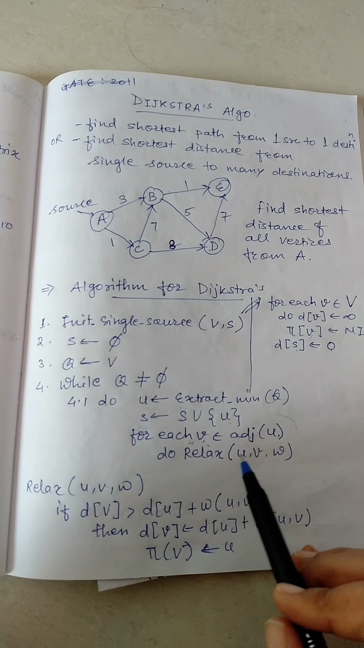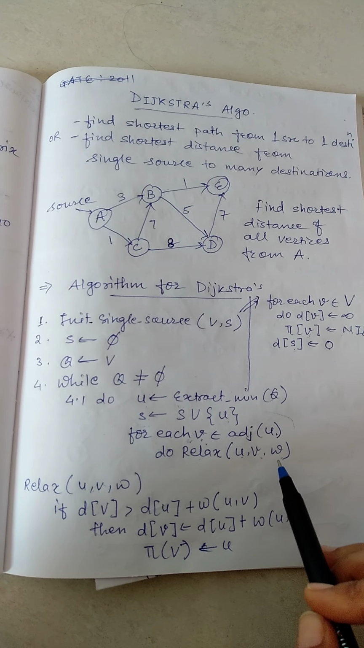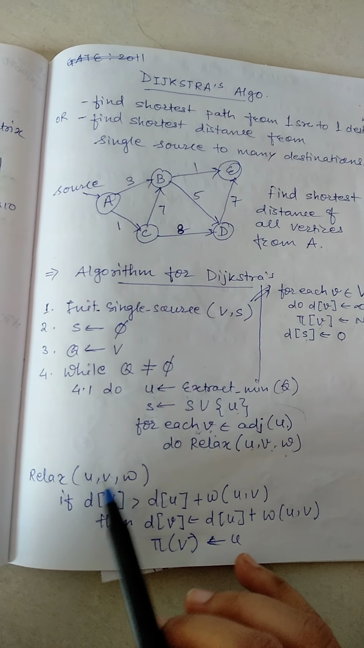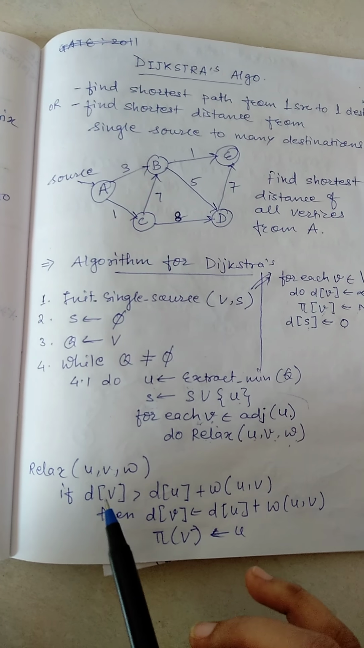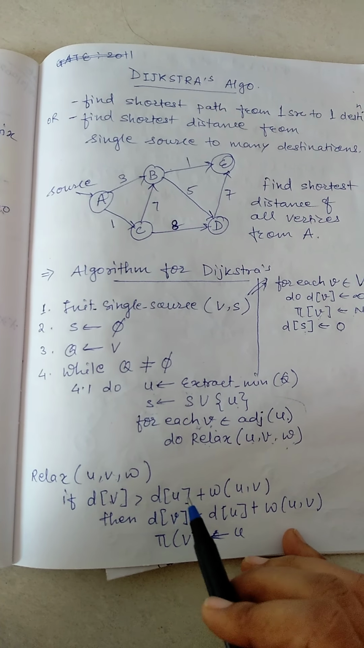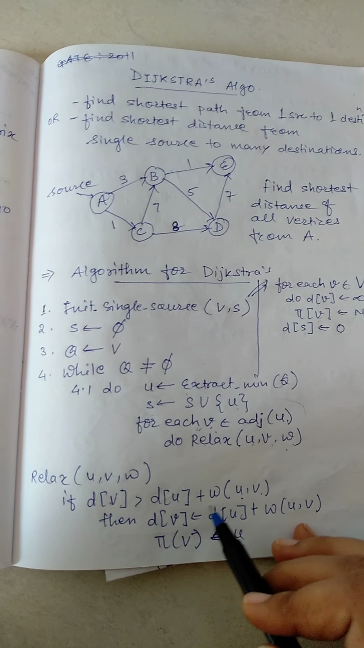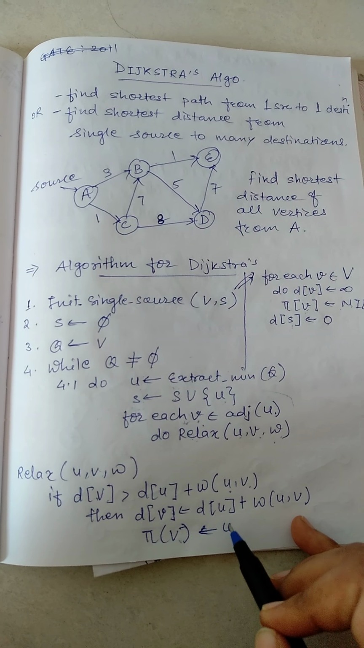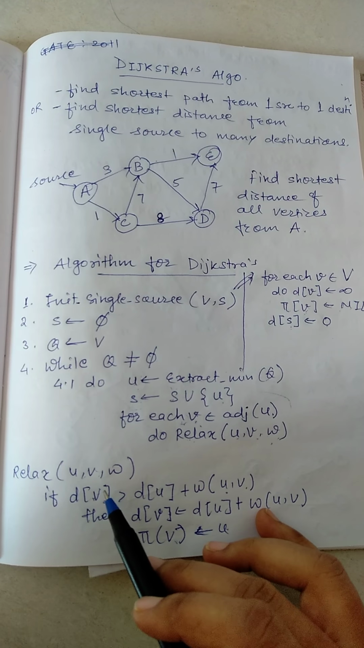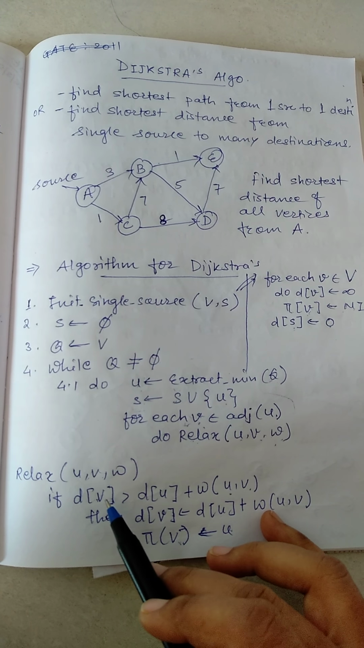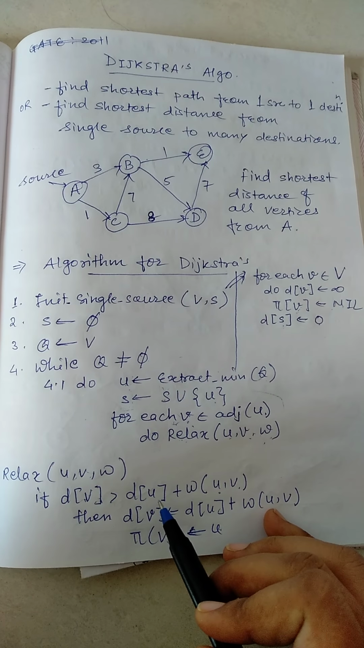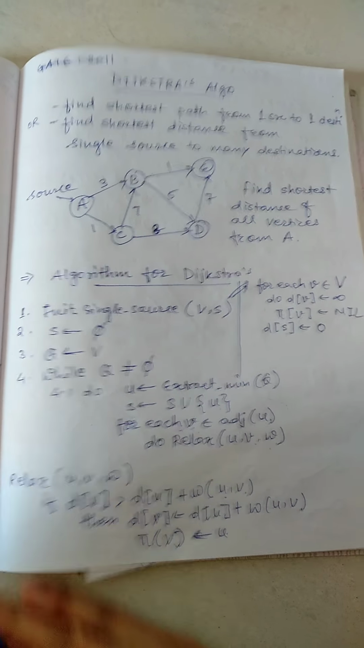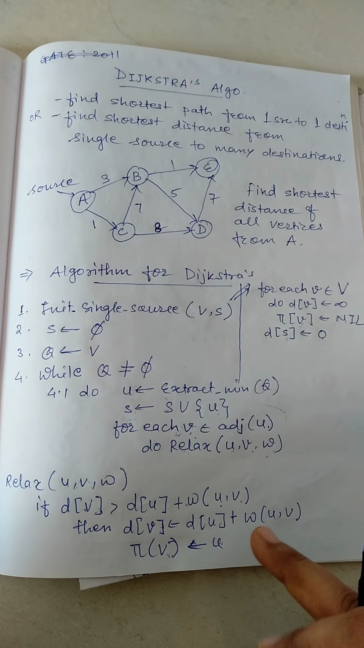We call a function RELAX(u, v, w), where w is the weight of (u, v). What this relax function is doing is, if the distance of v is greater than the distance of u plus the weight of (u, v), then we modify that distance to the lesser distance and set the parent of v to u. So if the existing distance of a particular vertex is greater than the distance via the newly reached vertex, then we change that distance to the minimum value. So this was about the algorithm.